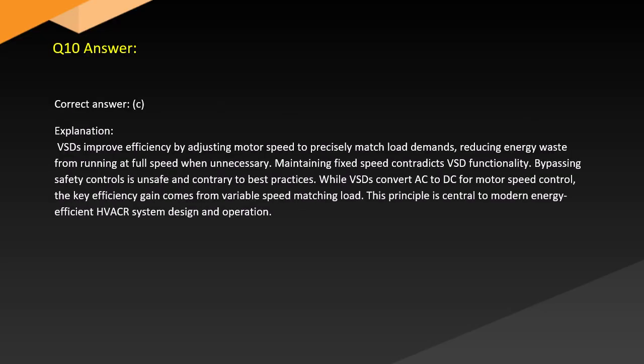Answer. Correct answer: C. Explanation. VSDs improve efficiency by adjusting motor speed to precisely match load demands, reducing energy waste from running at full speed when unnecessary, and maintaining fixed speed contradicts VSD functionality. Bypassing safety controls is unsafe and contrary to best practices. VSDs convert AC to EC for motor speed control. The key efficiency gain comes from variable speed matching load. This principle is central to modern energy-efficient HVACR system design and operation.